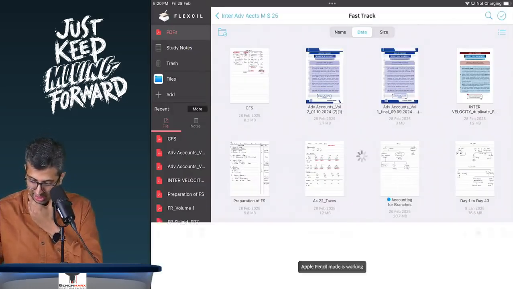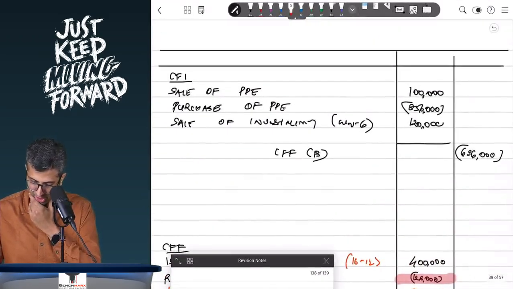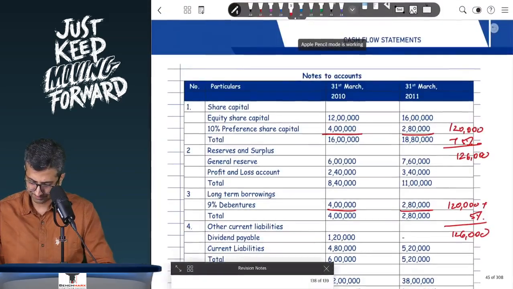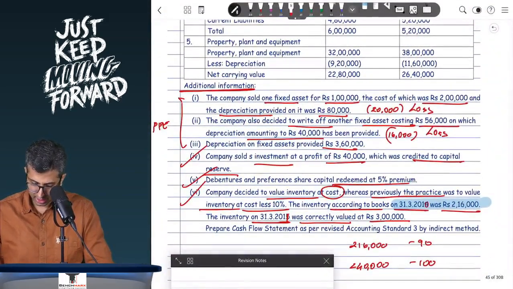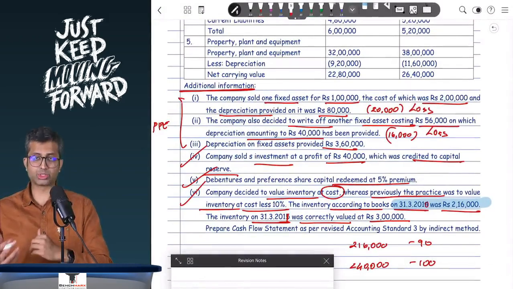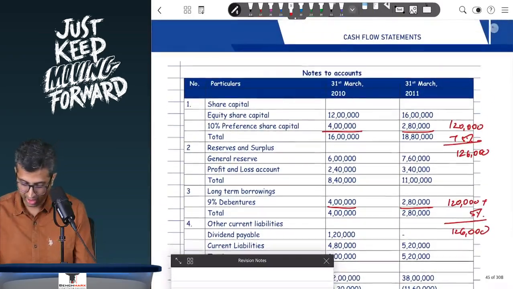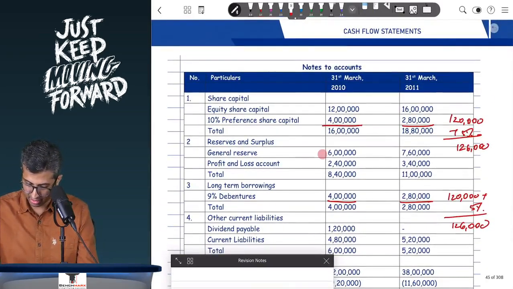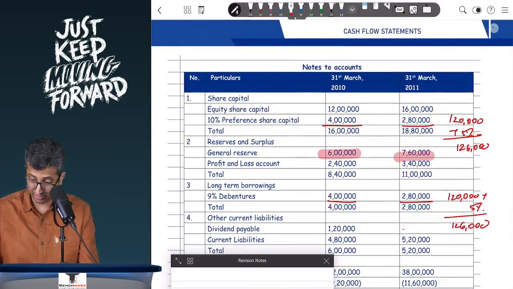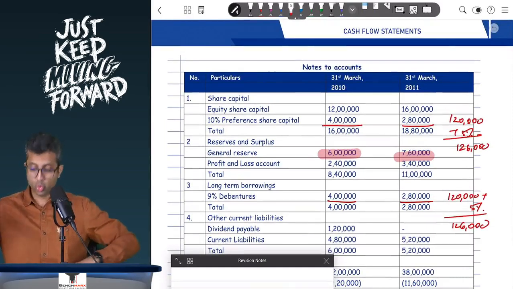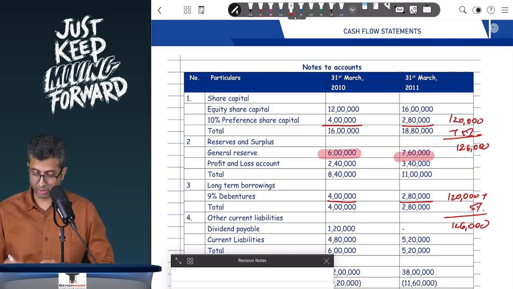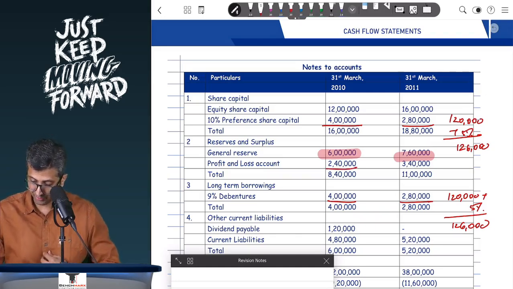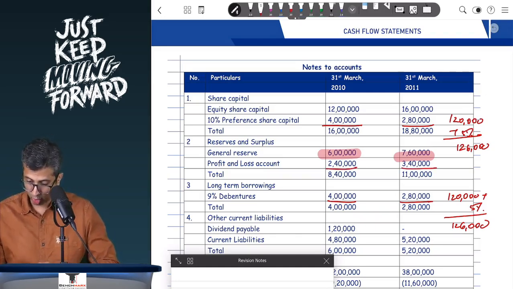Again, if you look at cash flow from investing, sale of investments 1,20,000 we discussed. Okay. Then this 6,000 and 6,000 premium would have gone where? Well, when I look at the reserves, general reserve is going from 6 lakh to 7,60,000. So maybe you're transferring 1,60,000 from the profit and loss, and then there is a profit and loss balance going from 2,40,000 to 3,40,000.